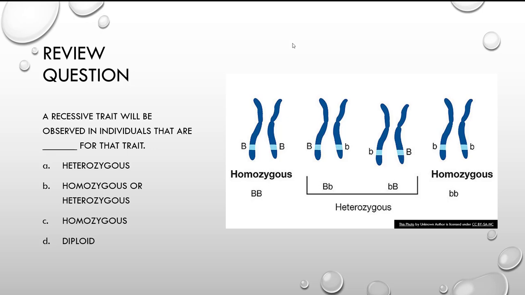The next question: a recessive trait will be observed in individuals that are blank for that trait. Would it be heterozygous, homozygous, or diploid? So in order for a recessive trait to be observed, you have to be homozygous for that. So homozygous is the correct answer. If you're heterozygous, you show the dominant allele. So homozygous, 2 recessive alleles. C is the correct answer.